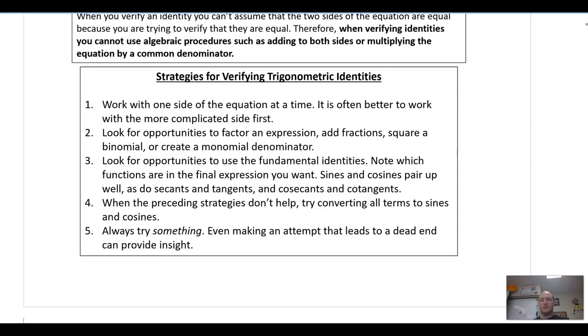Step three, look for opportunities to use the fundamental identities. Note which functions are in the final expression you want. Sines and cosines pair up, as do secants and tangents, and cotangents and cosecants. Again, if you've been working with those flashcards, that really helps. Step four, when the preceding strategies don't help, try converting all items to sine and cosine. And that's, I would say, the most effective method.